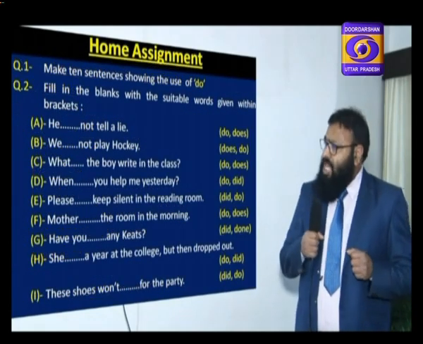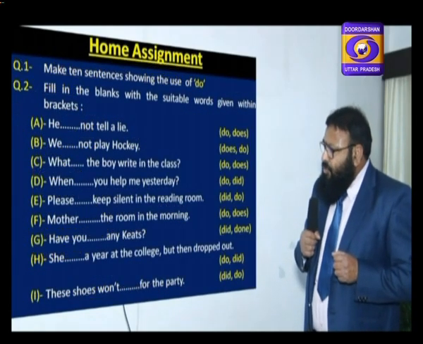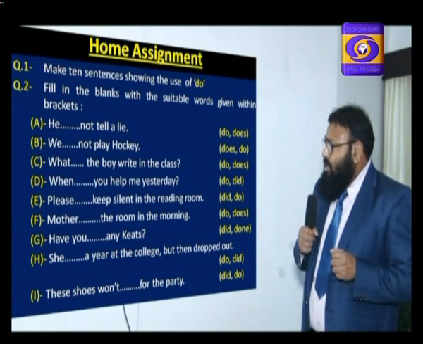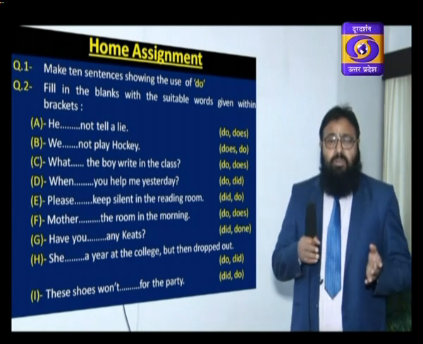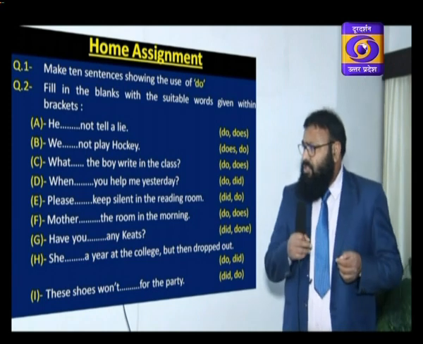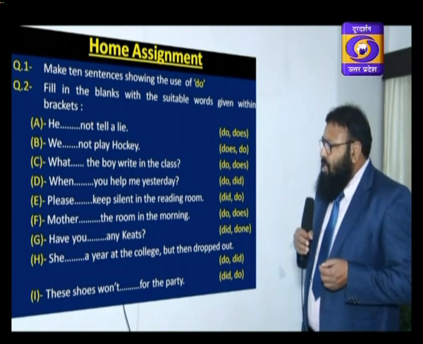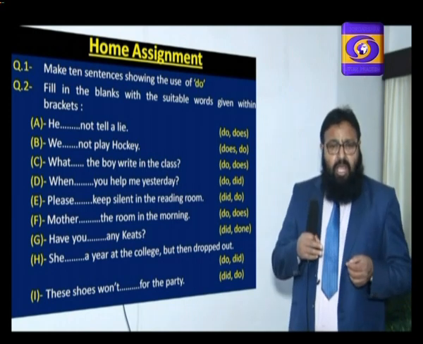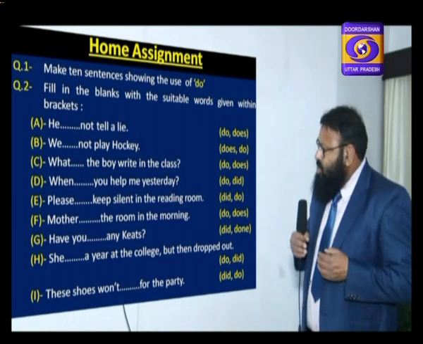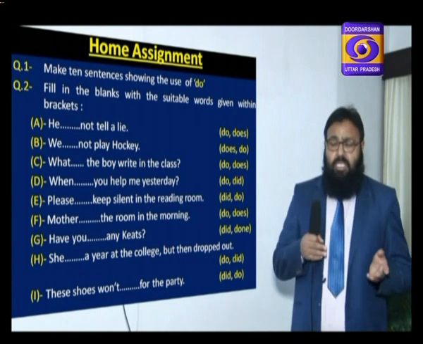So first, home assignment for you, that you should frame 10 sentences where you are going to show the use of do in different senses, or you can make even more. Now fill in the blanks. The second assignment is to fill in the blanks with the suitable words given within brackets.